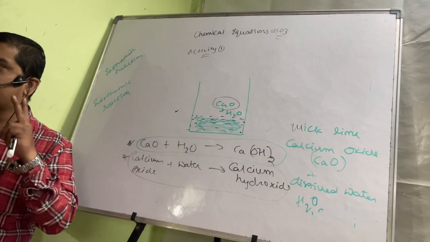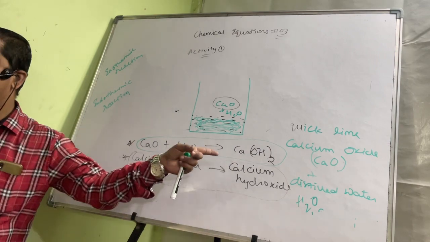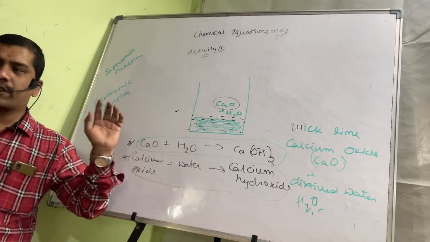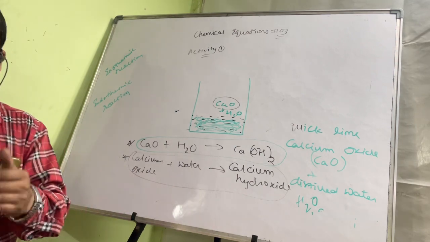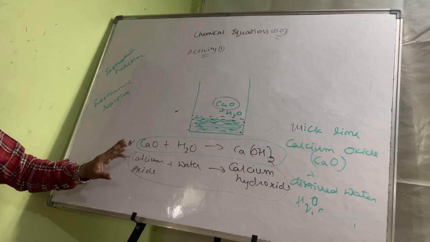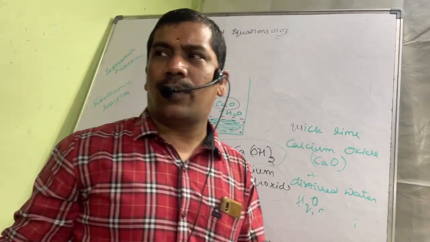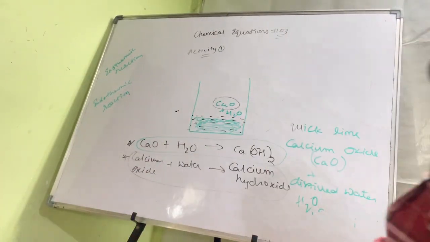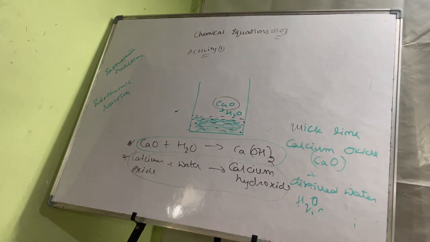Chemical equations can be written in two ways, with names or with formulas. But we should always write with formulas. Why? Slowly I'll tell you after 2-3 activities. Right? Clear with this point? So understood the reaction? Calcium oxide plus water. After adding, we will get calcium hydroxide. Got this point? Any confusion with this?